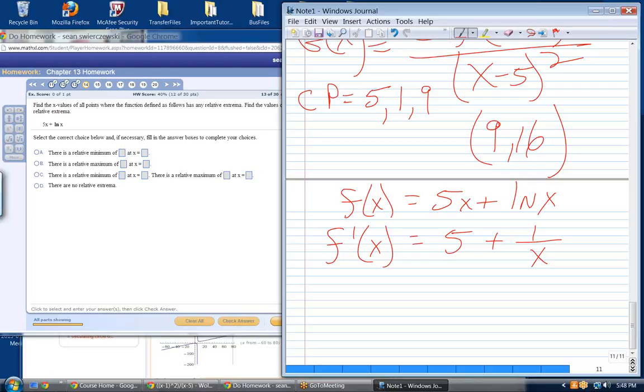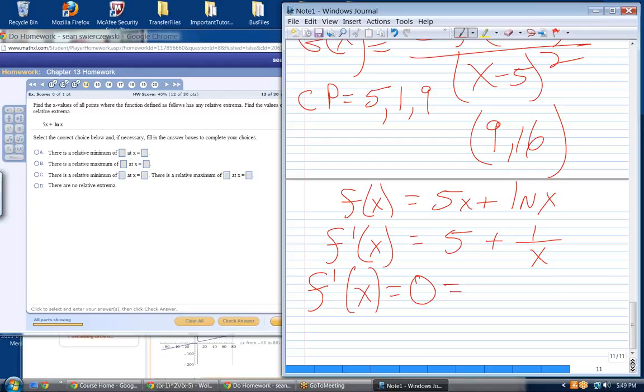Okay? So where is this equal to 0? F prime of 0, x equals 0? No, if I plug in x of 0, it blows up on me. It goes to infinity. In other words, 1 divided by 0 is basically infinity.